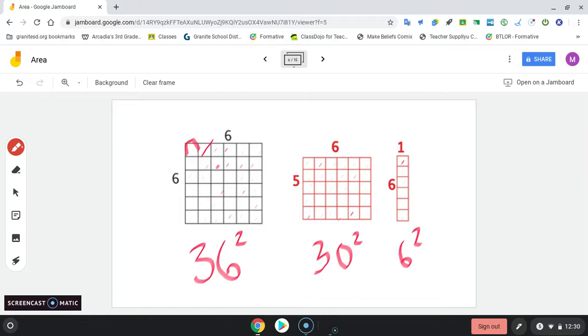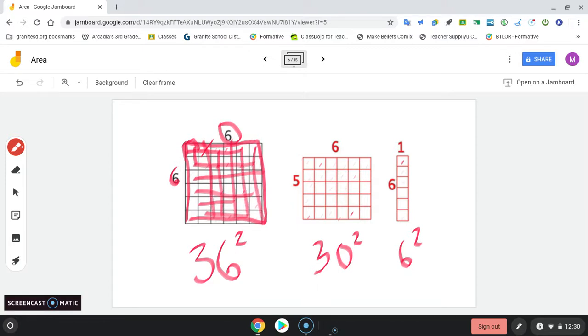I want you to think back to when you first started learning about multiplication, and we taught you about arrays. So this square here has 6 rows, right? And look, it's all laid out for you here. 1, 2, 3, 4, 5, 6. And it has 6 columns. 1, 2, 3, 4, 5, 6.